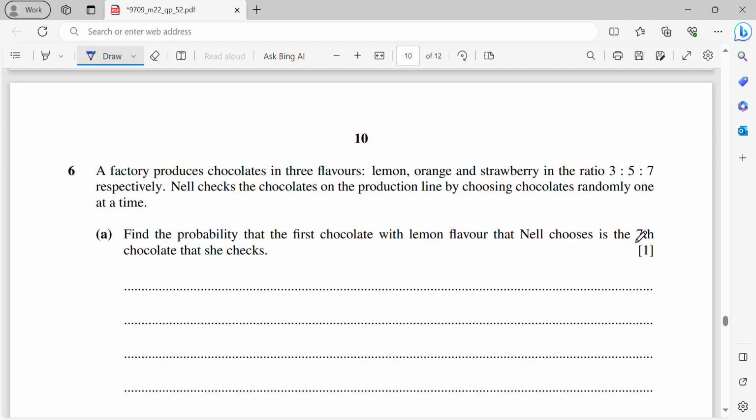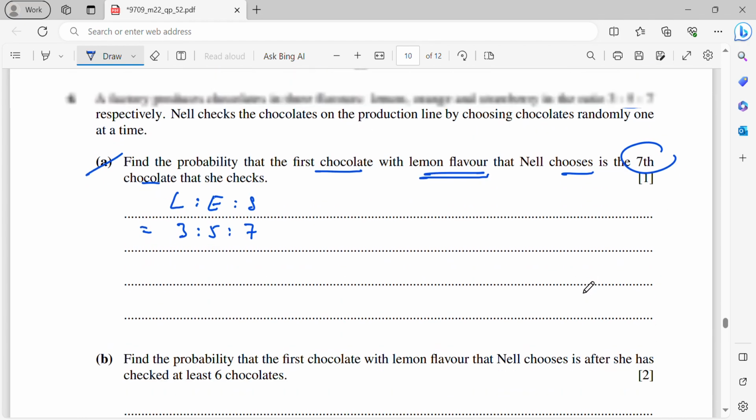Now, question 6. A factory produces chocolates in 3 flavors, lemon, orange, and strawberry, in the ratio of 3 to 5 to 7. So lemon to orange to strawberry equals 3 to 5 to 7. Now, Neil checks the chocolates on the production line by choosing chocolates randomly one at a time. Part A: find the probability that the first chocolate with lemon flavor that Neil chooses is the 7th chocolate that she checks. So obviously this is the geometric distribution.